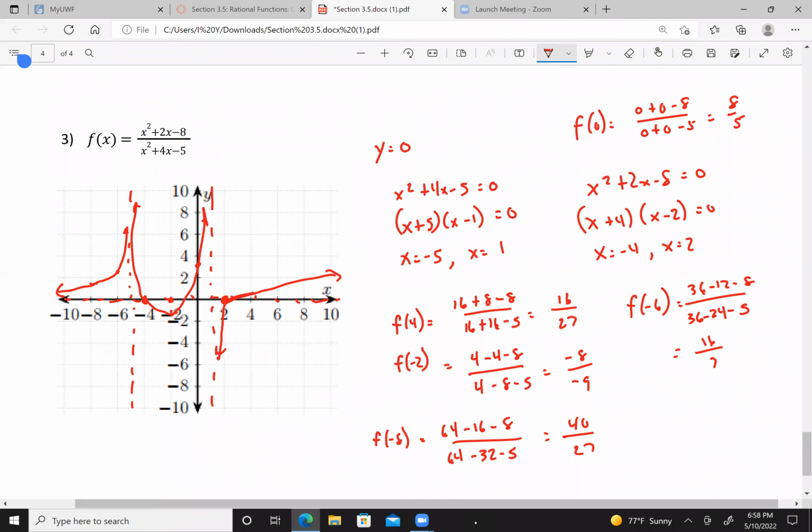That's how these are done. They can be kind of messy. Just takes practice.